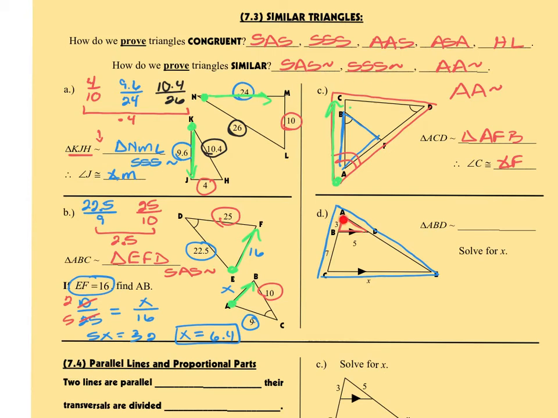But I do see that they have a shared angle, the lines are parallel, so these corresponding angles are congruent, or these corresponding angles are congruent. Either way, these triangles are similar by angle-angle similarity. So my second triangle name, ABD, is similar to ACD.